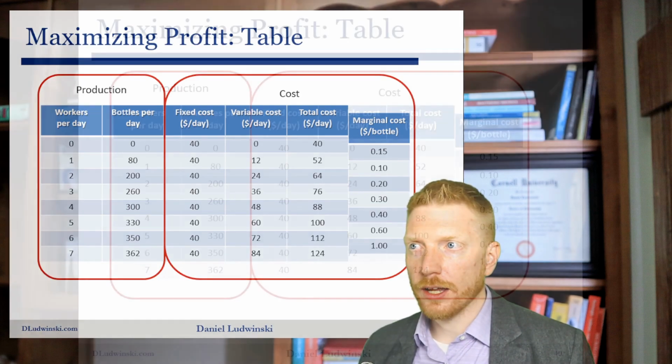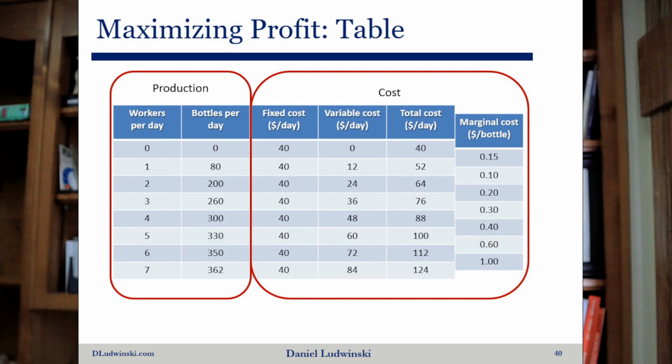So here is a table where we are looking at production. In this example, we're looking at water bottles, and we have the number of workers per day and the number of bottles per day. So this relates workers to production. And what we're going to be doing here is thinking about cost. Our fixed cost is not varying by output, but our variable cost is coming from the number of workers, and that is going to vary with output. And then our total cost is simply the sum of fixed and variable.